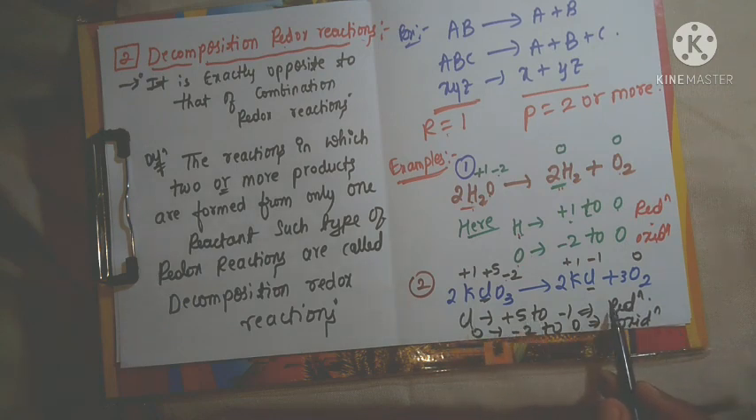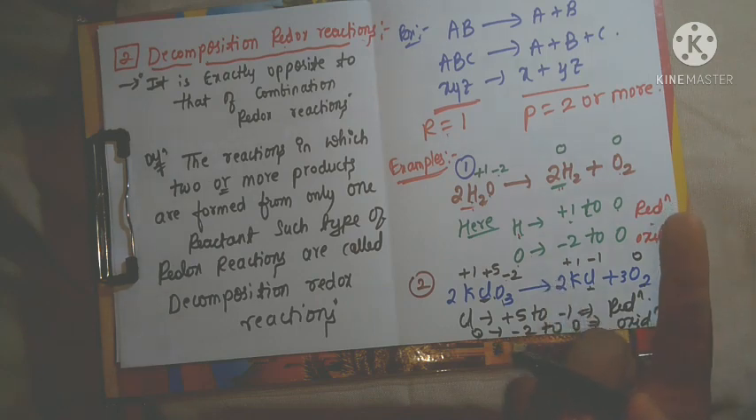Here Cl oxidation number is decreasing. Therefore, it is undergoing reduction. Whereas oxygen's oxidation number is increasing, that is from -2 to 0. Therefore, it is oxidation. Here Cl undergoes reduction. Oxygen undergoes oxidation. That is, one element is undergoing reduction, another element is undergoing oxidation. Therefore, it is a redox reaction.